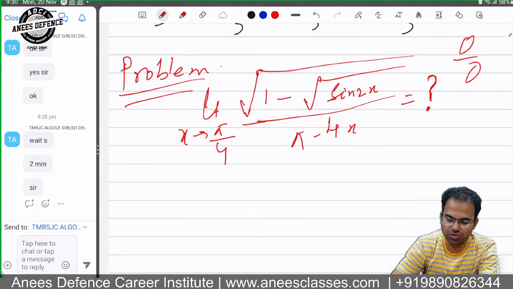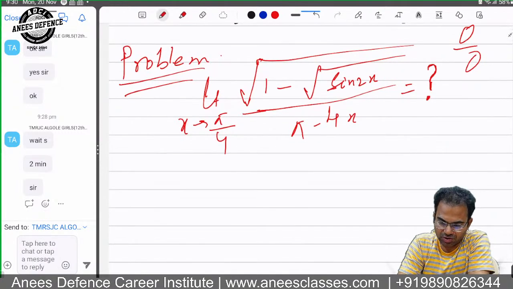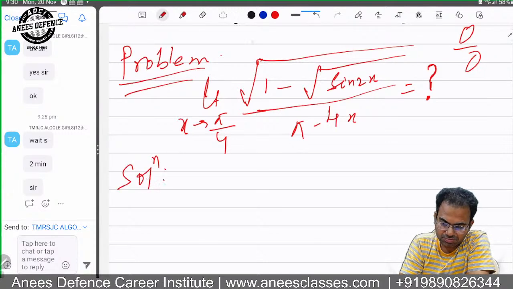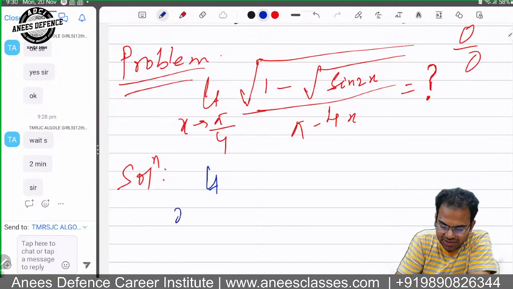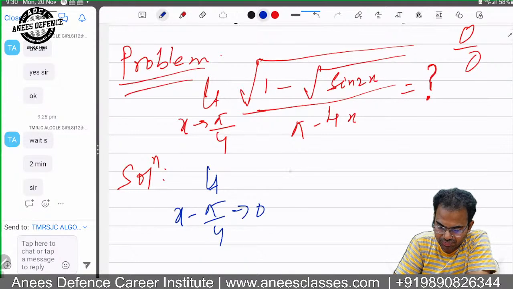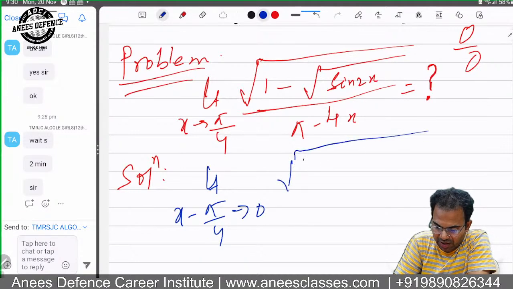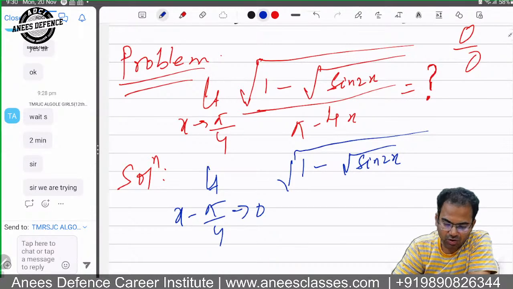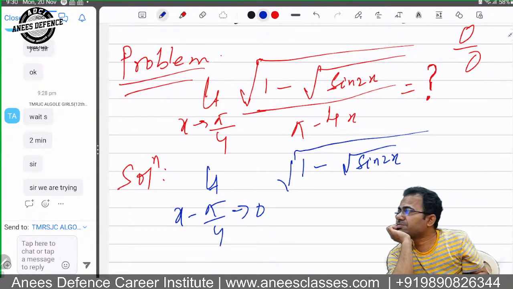No, I'm going to solve this question. Okay. Right. So let's see this. I will take x minus pi by 4 to the left side. So x minus pi by 4 tends to 0. 1 minus under root sine 2x. Okay. Right.